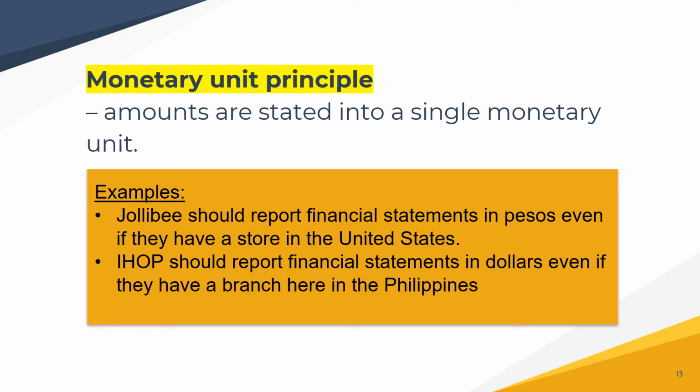And also here, IHOP, so should report FS in dollars even if they have a branch here in the Philippines. So since IHOP is a corporation in the United States, so dapat in dollars yung FS niya. Kahit na meron din siyang branch dito sa Philippines. So that's basically monetary unit principle.